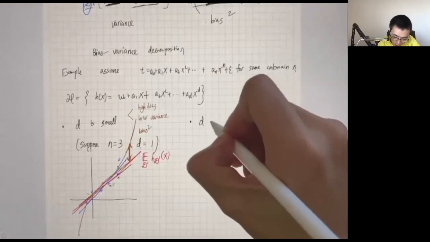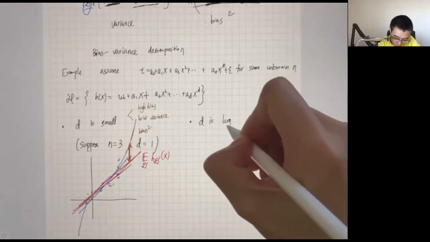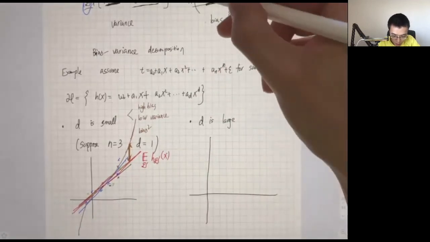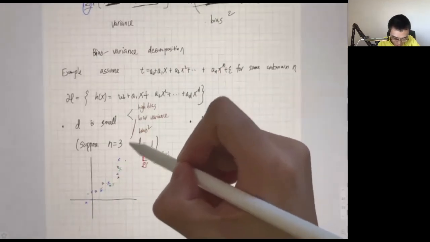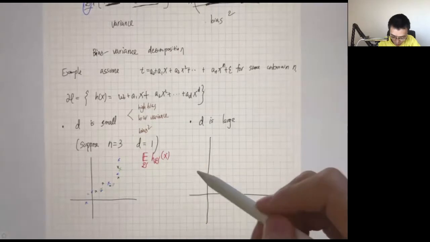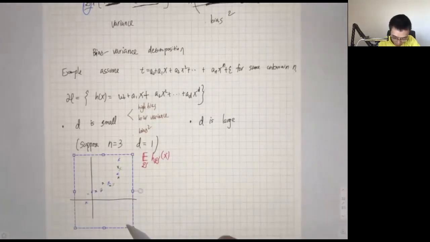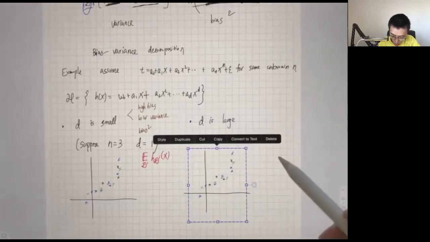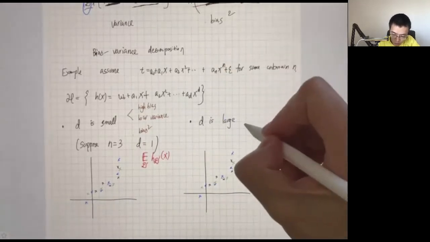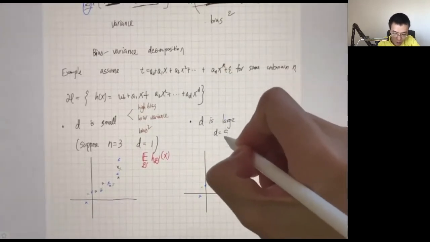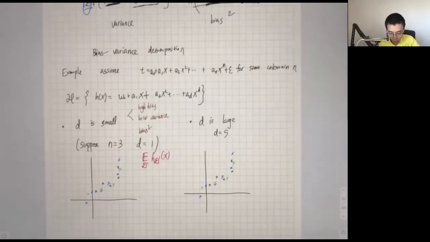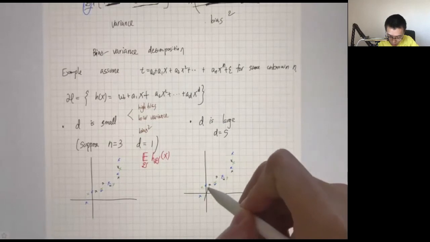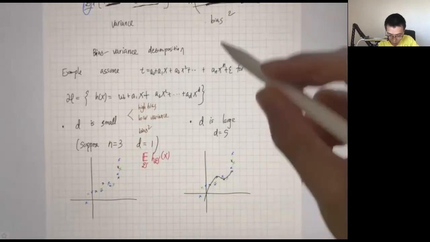So if d is large, I still have these data sets. I don't know if I can plot. Okay, good, very good. So suppose my d, for example, is 5. I can have a 5th order polynomial. Then for the black dots, I probably learn some curve like this.